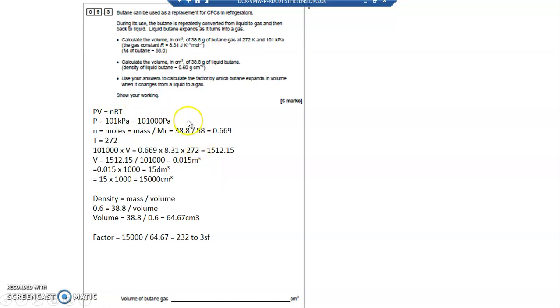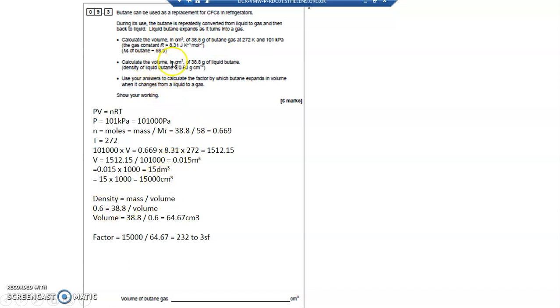To convert meters cubed down into decimeter cubed, I multiply by 1,000. So a large unit like meters cubed down into decimeter cubed, multiplied by 1,000, that's 15 decimeter cubed. And to get into centimeters cubed, I multiply by 1,000 again to get into an even smaller unit value, 15,000 centimeters cubed. So calculate the volume in centimeter cubed. I've done that. 15,000 centimeter cubed of butane gas.